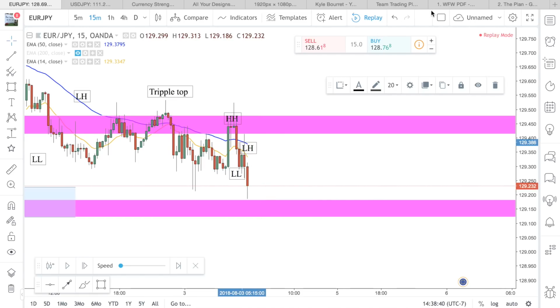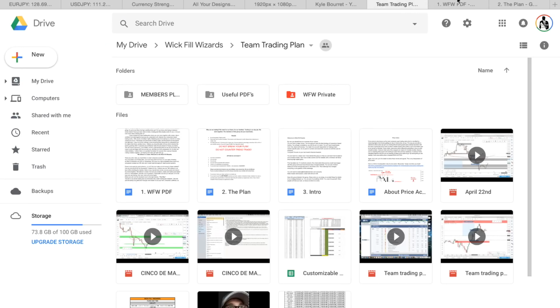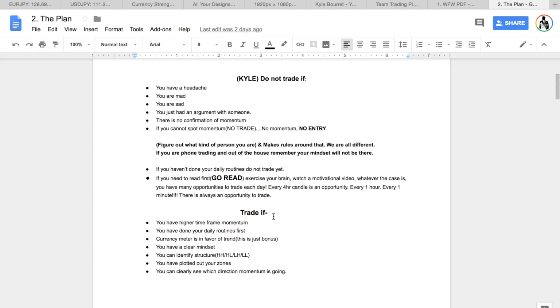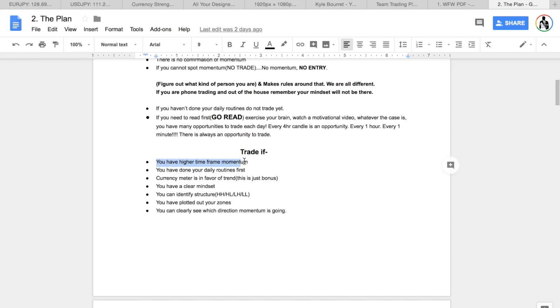Let's pop up our plan, right? You have higher time frame momentum. Do I have higher time frame momentum? Yes. Remember, the 4-hour time frame is telling us we're going down.